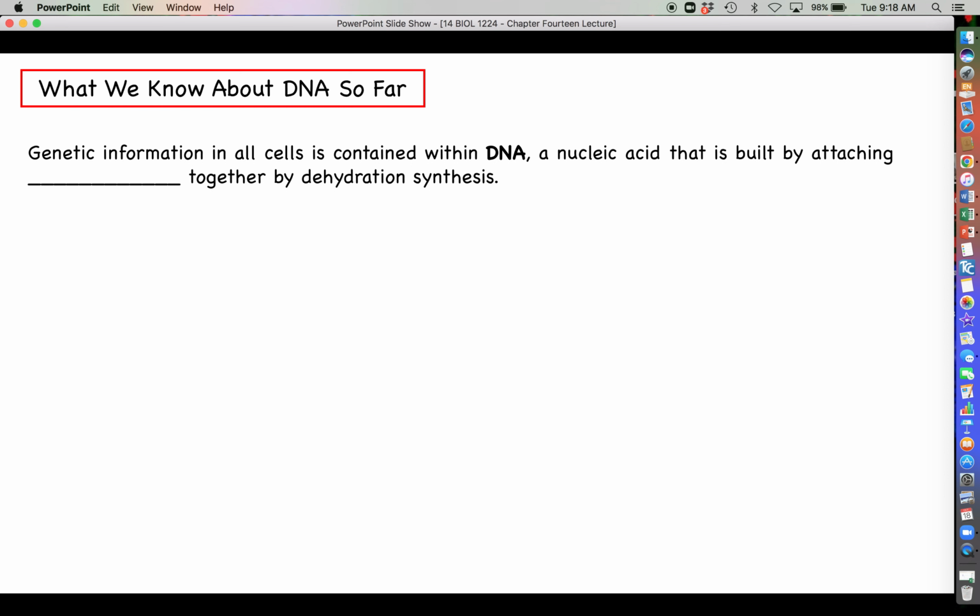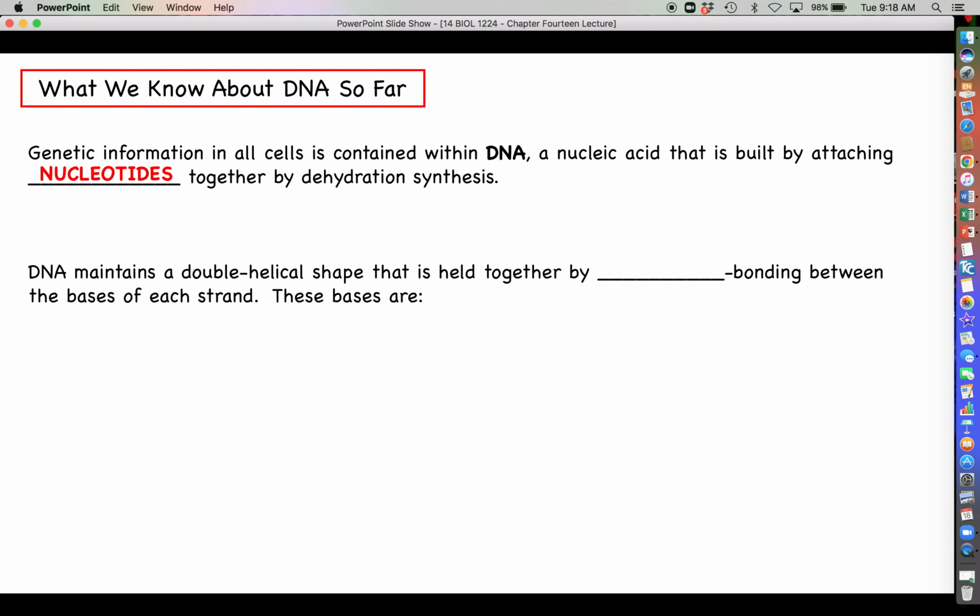So we know that genetic information in all cells is going to be contained within DNA, which of course is a nucleic acid that is built by attaching a certain type of monomer together by dehydration synthesis. So do you remember what kind of monomer that was? Well, if you say nucleotide, you are correct. So nucleotides are attached together by dehydration synthesis, and doing this over and over and over again will eventually give you a nucleic acid, whether that is DNA or RNA. If you don't feel real confident in the concept of monomers being attached together to form polymers, then you might want to go back and review Chapter 3.